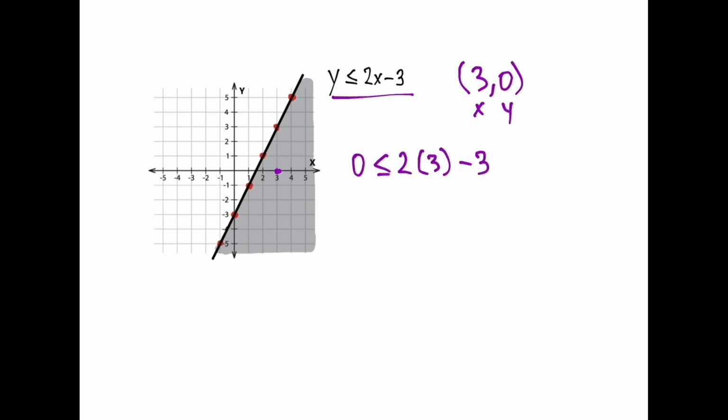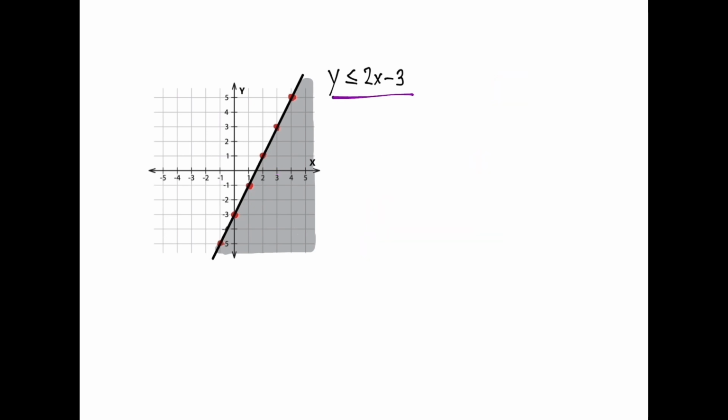So plug the numbers in and solve. 2 times 3 is 6, and then 6 minus 3 is 3. Is 0 less than or equal to 3? It is. So you can clearly see that that's a solution.